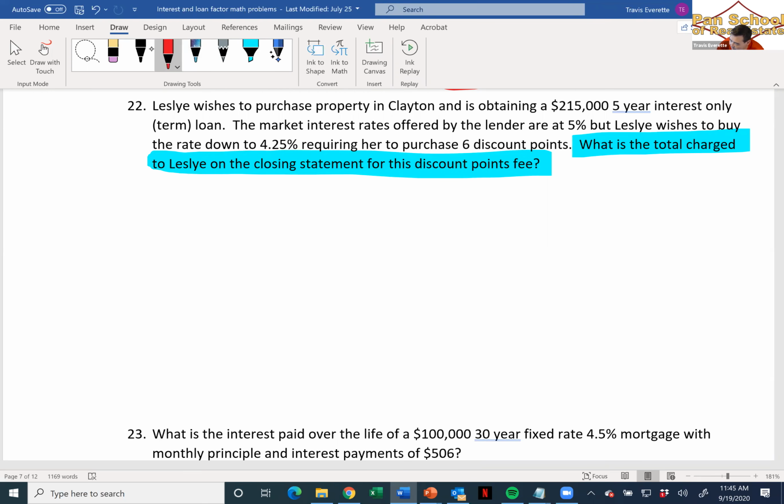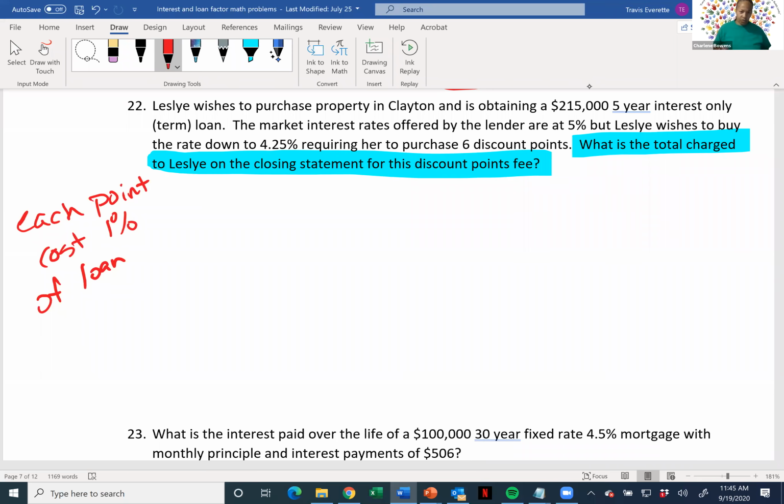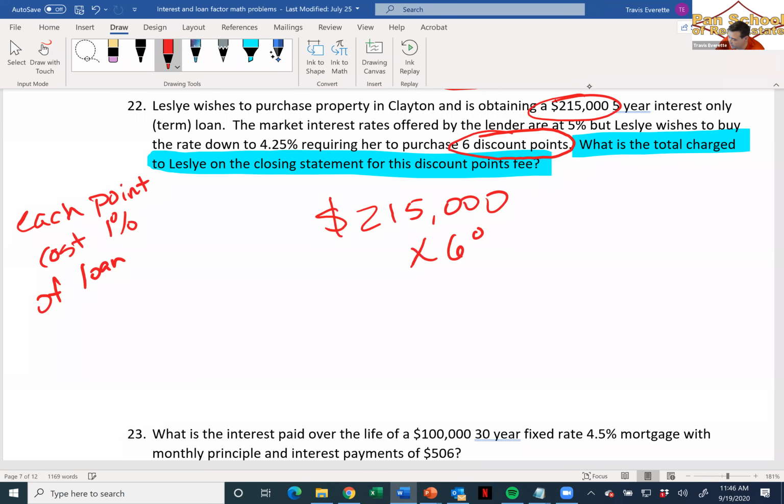Well, what do we know about discount points? Each point costs 1% of the loan amount, right? So do we know the loan amount? Yes, 215. We don't even have to do anything to get there. We know that the loan is for $215,000. And we know that she's purchasing a total of what? 6 discount points. So couldn't we just say times 6%? Yeah. That's $12,900.